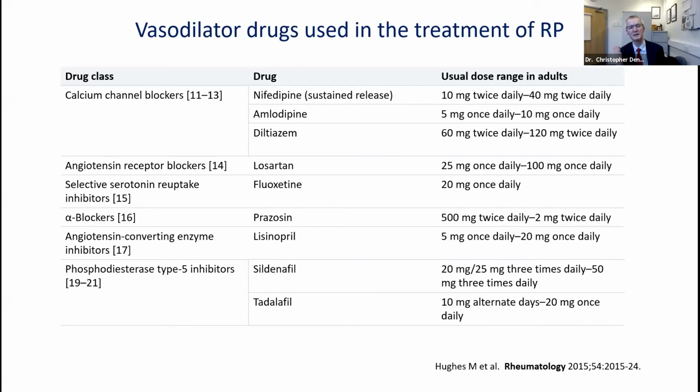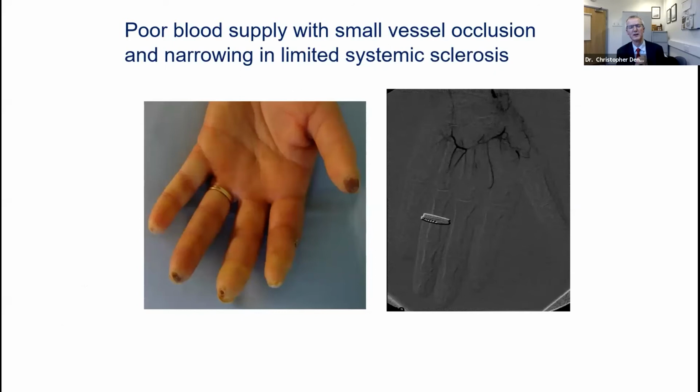But the main limit for vasodilator treatment in Raynaud's phenomenon is that often these patients have low systemic blood pressure already, and so they are very prone to the hypotension and vasodilator side effects associated particularly with calcium channel blockers. Some of the other drugs that we use, such as angiotensin receptor blockers or fluoxetine, can be better because they have fewer side effects than the calcium channel blockers.